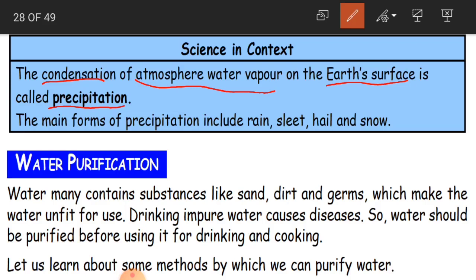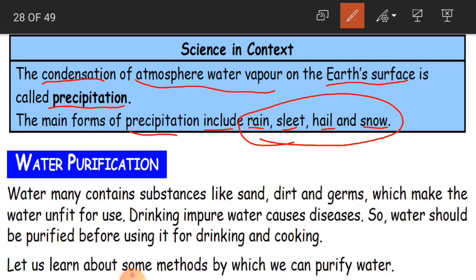The main forms of precipitation include rain, sleet, hail, snow. These are different forms of rain. Rain, in the sense we can see only the water drops. Snow again is like fog. So sleet, hail, dew and all that, these are different forms of precipitation. Clear, children?